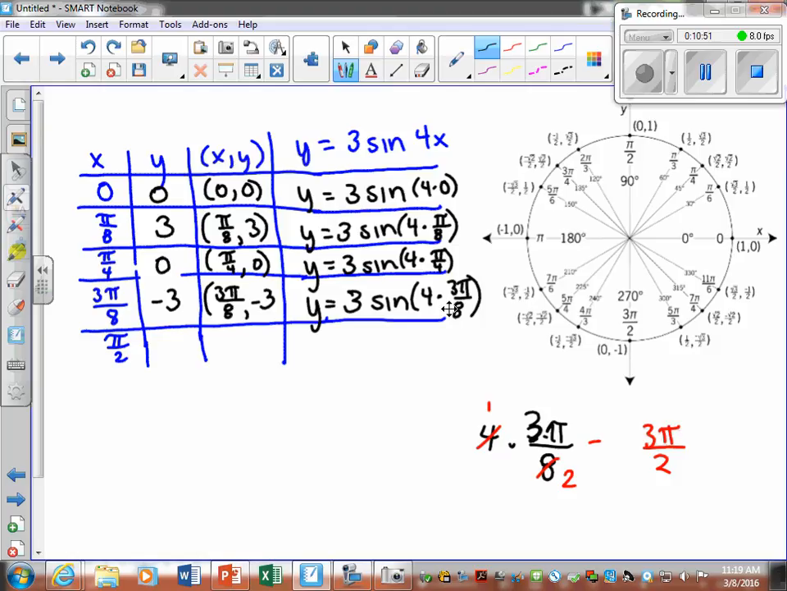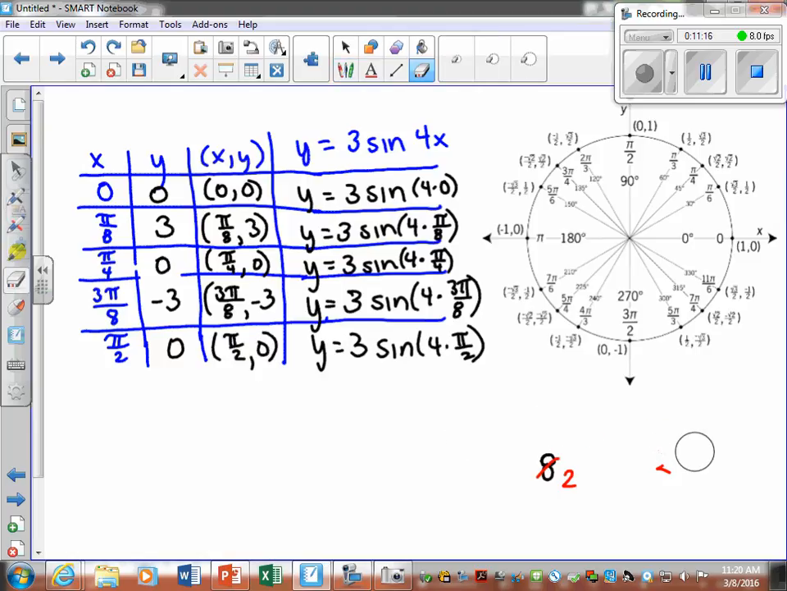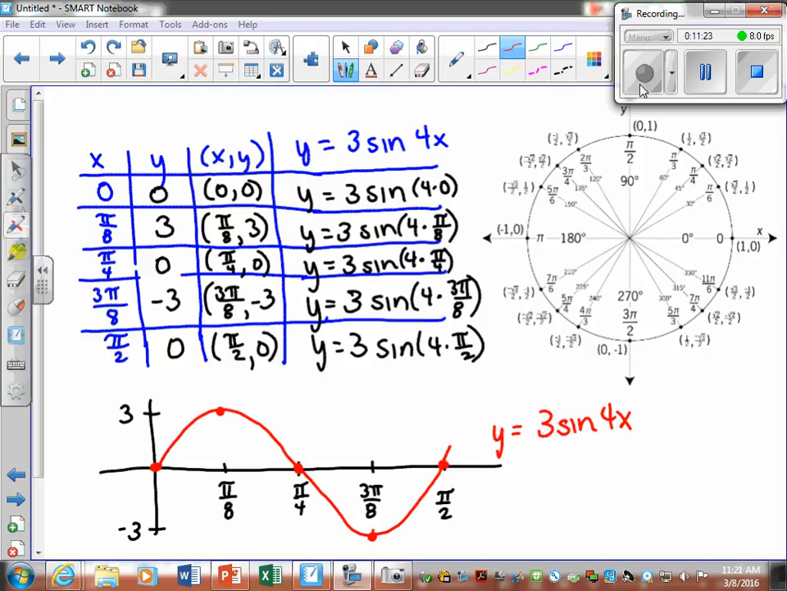And then our last one is pi over 2. 3 times the sine of 4 times pi over 2, which would just be 2 pi. That's going to give us 0. 0 times 3 is just 0. So we get pi halves comma 0. Our only task left to complete is to take these ordered pairs and plot them, sketch them out. So let's pause that and do it.